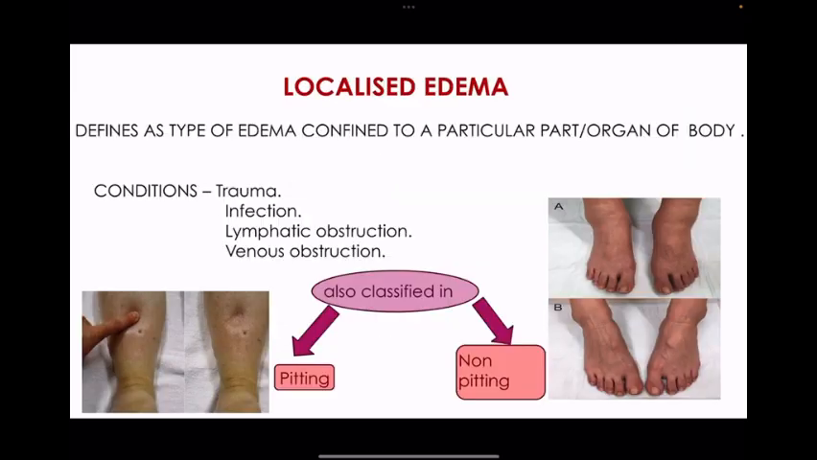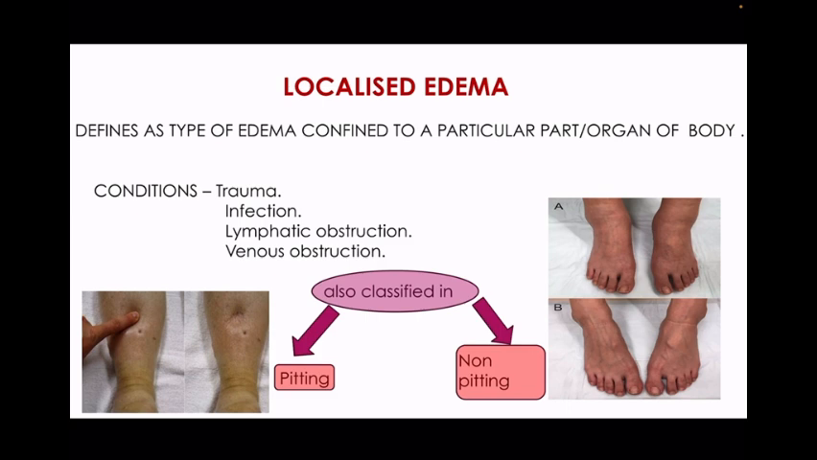Localized edema is defined as a type of edema confined to a particular part or organ of the body. Conditions leading to localized edema include trauma, infection, lymphatic obstruction, and venous obstruction. Edema is also classified into pitting and non-pitting.